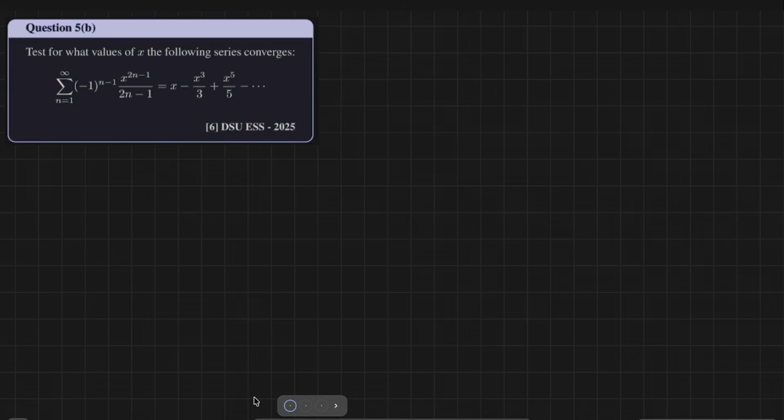Now come to the next question. It is 5b and it is the last question. Test for x equals 1 and check the convergence. It is given that aₙ is equal to (-1)^(n-1) upon 2n-1.